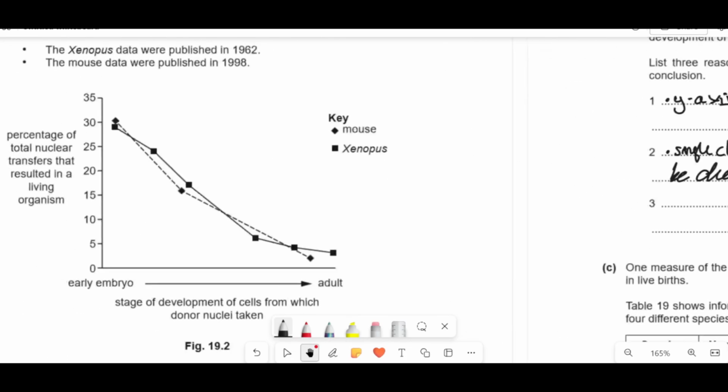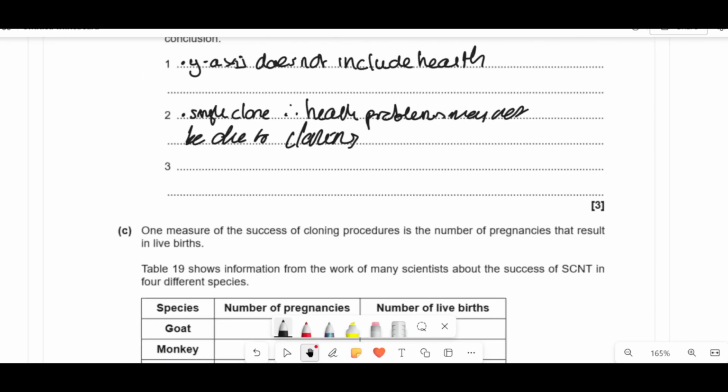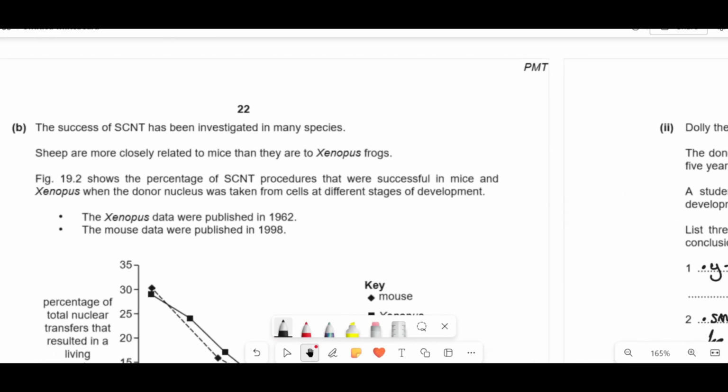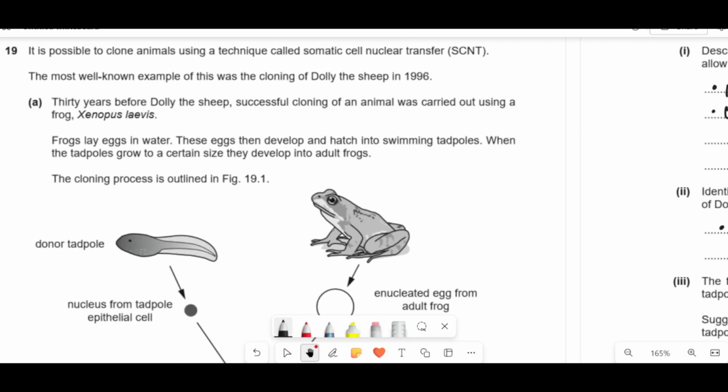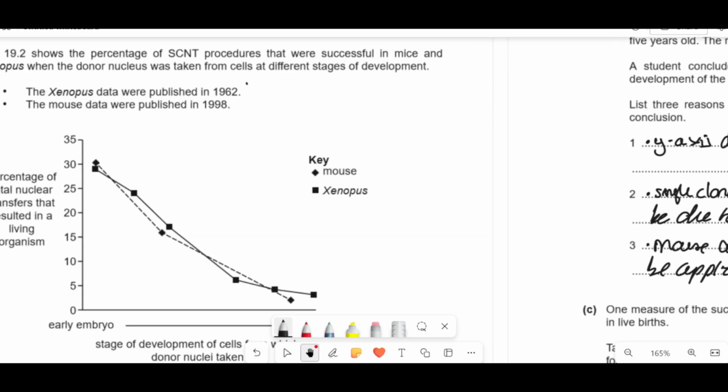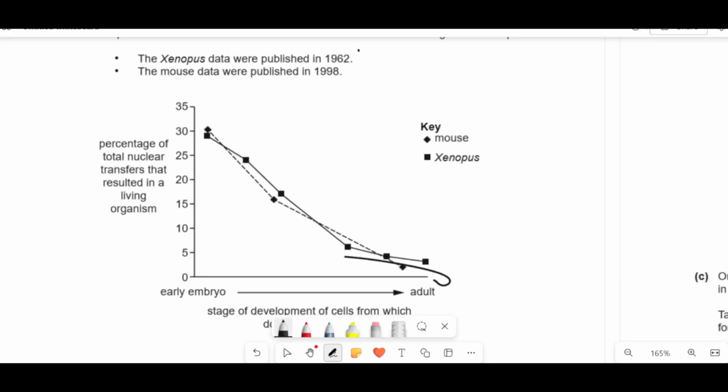As well as that, if we look at this figure, it's between mouse and xenopus. This is a sheep. So there's only a mouse and a frog, xenopus. So it might not be applicable to sheep. As well as that, what year? I think in the question somewhere it said the year that Dolly the sheep was made, 1996. These techniques were done in 1962 and 1998. So maybe the ones from 1962, for example, may be very primitive and just a bit rubbish compared to what was done in 1996. And as well as that, correlation between surviving and being old, or actually living and being older, doesn't mean there's a direct causation between them.